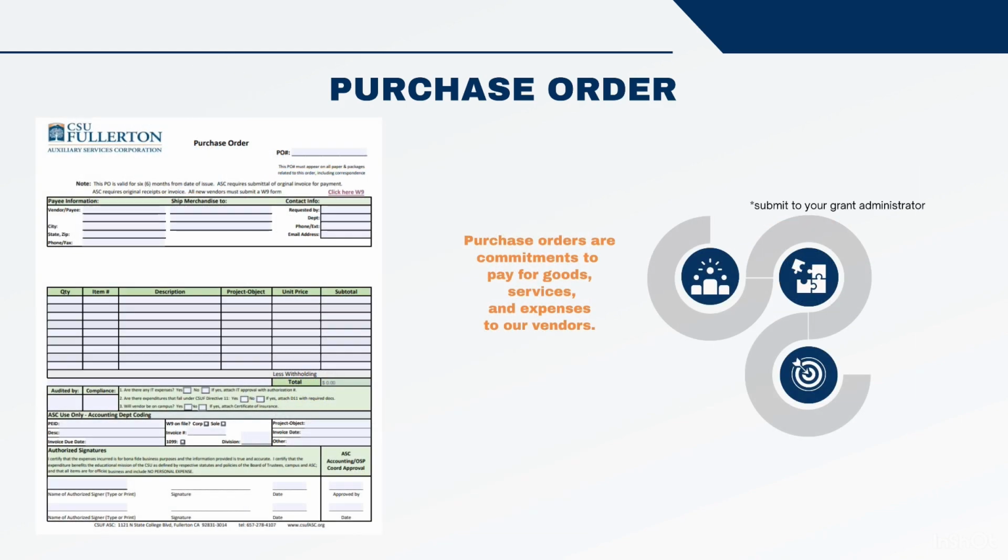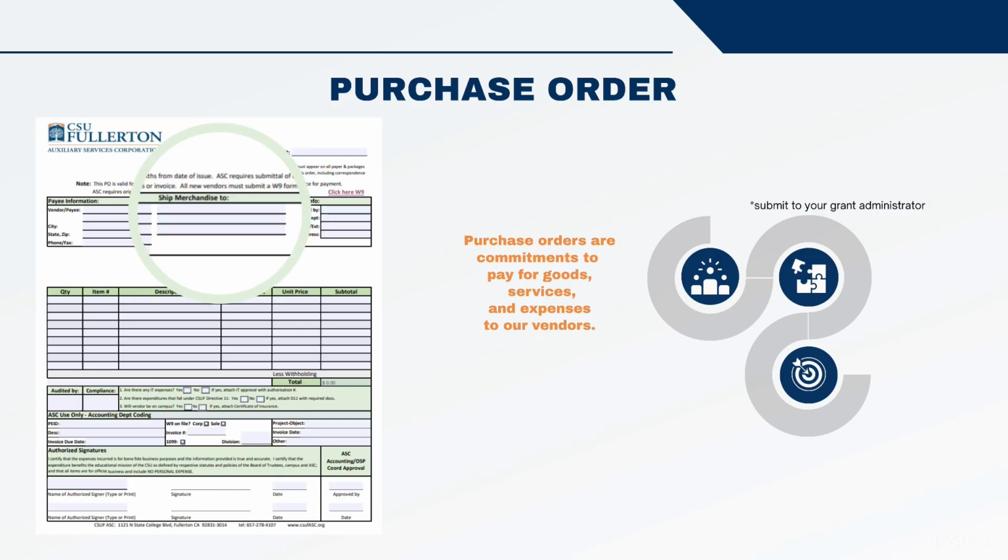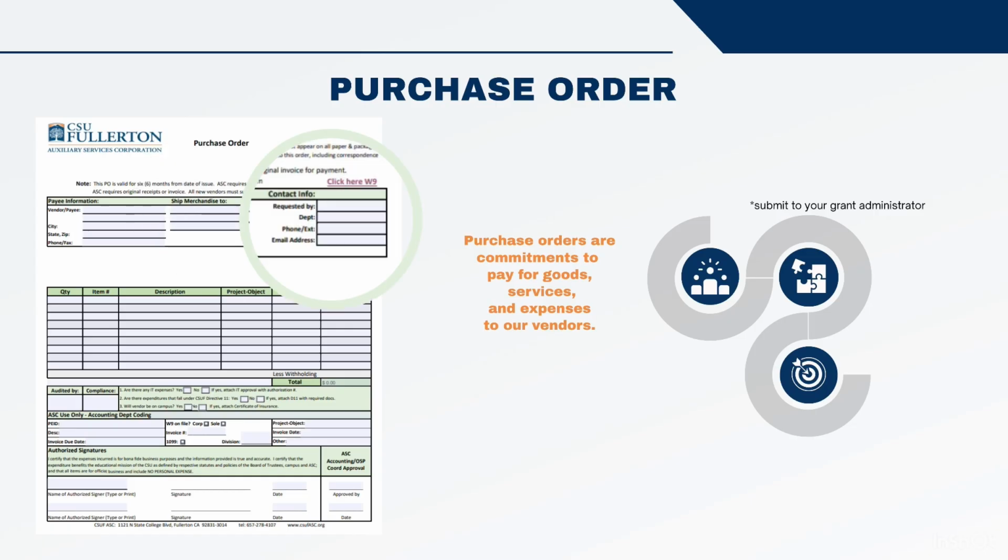request. So on the top of the form, please complete the payee information that will list the name and the address. Also, the ship merchandise to lists where goods should be delivered on campus. Make sure that the contact information is also complete. Make sure to put the email and the phone number so that we can contact you, and also to email you back the purchase order number.